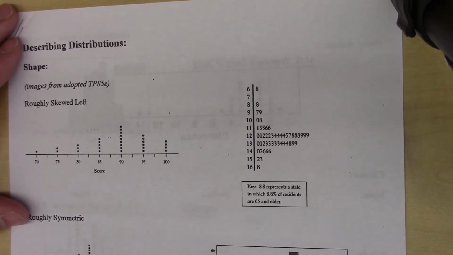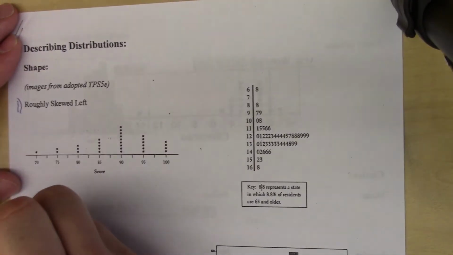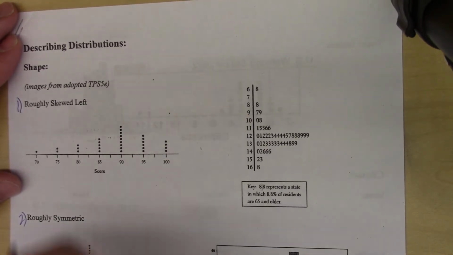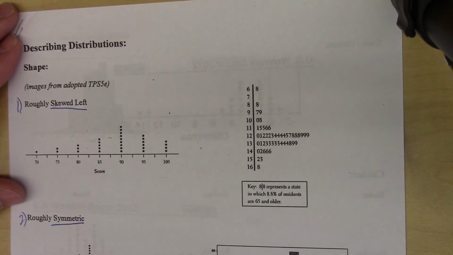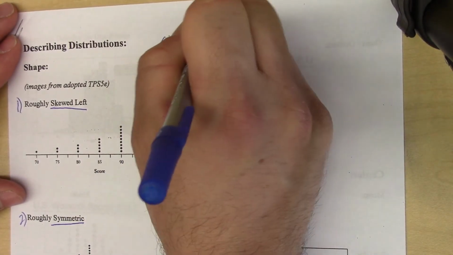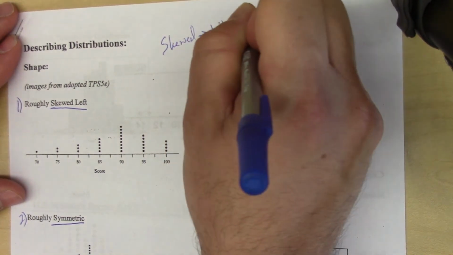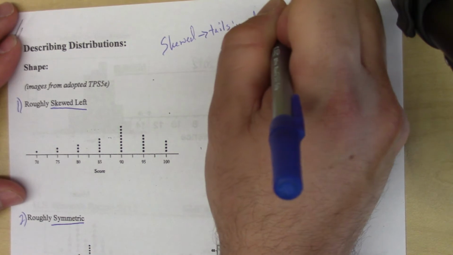And these are different types of shape, and we're going to go through this whole packet. You'll see everything. 3 different types of shape. 1, 2, 3. And the words are skewed left, symmetric, and skewed right. And skewed, maybe I'll write this up here, skewed just means tails in that direction.